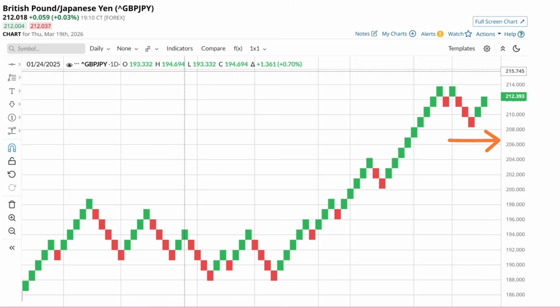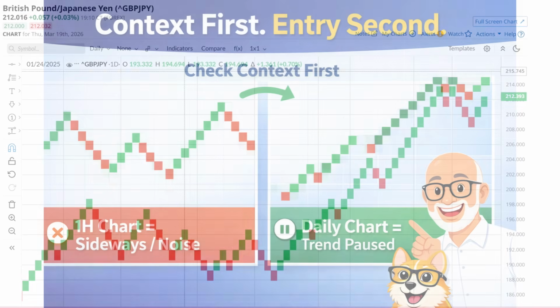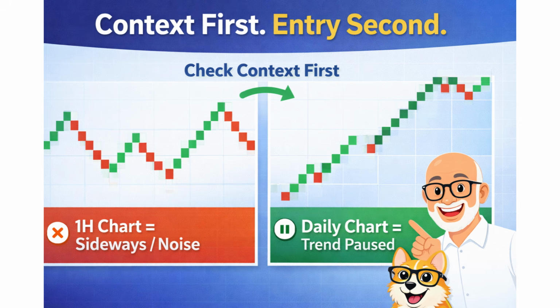So instead of forcing trades, you can wait. Wait for a clear breakout. Wait for momentum to return. And then use your 1-hour chart to time the entry. This simple step, just checking a higher time frame, can help you avoid a lot of bad trades and stay aligned with the bigger picture.